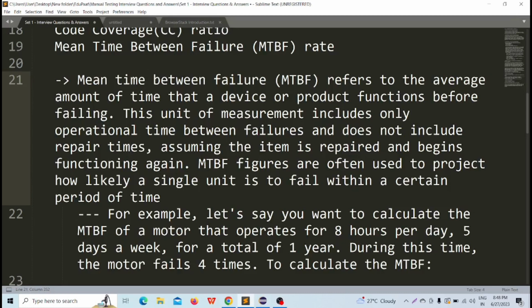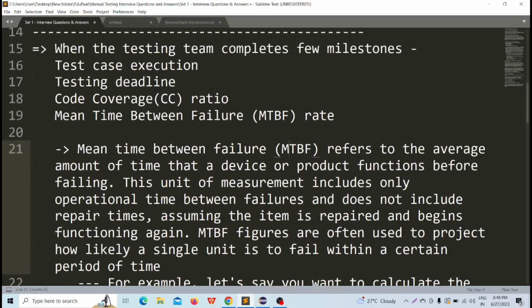MTBF figures are often used to project how likely a single unit is to fail within a certain period of time. That is nothing but called the MTBF, or mean time between failure rate.